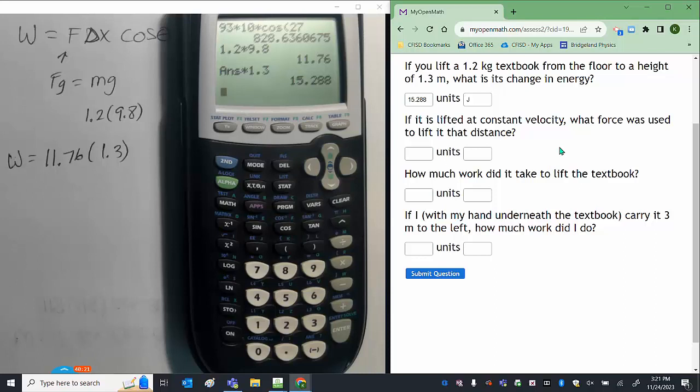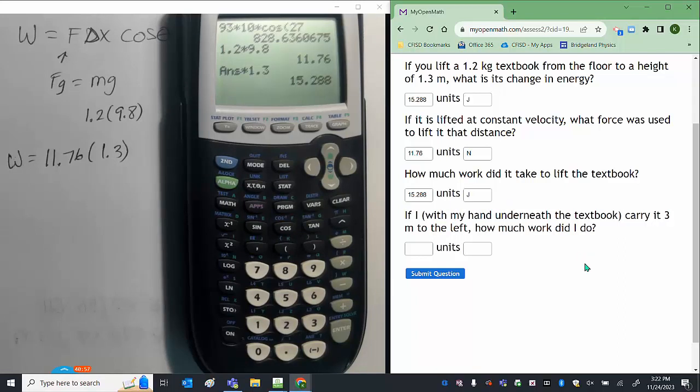If it is lifted at constant velocity, what force was used to lift it that distance? Again, that's just going to be the force due to that gravitational field strength. That's the weight. We already calculated it. It's 11.76. And again, forces are in newtons. How much work did it take? I feel like we're answering the same question over and over again because we've already answered it. Change in energy is work, so the work is still the same value we put for the first question, 15.288. And again, it's in joules.